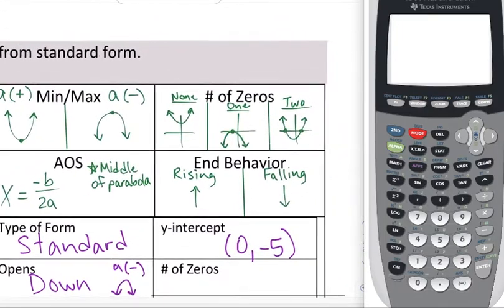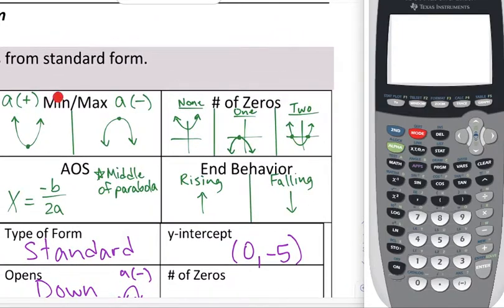All right, over here we're looking, minimums happen when my a is positive, so I'm opening up, giving us a minimum. And maximums happen when my a is negative, and I open down to give us that maximum value.